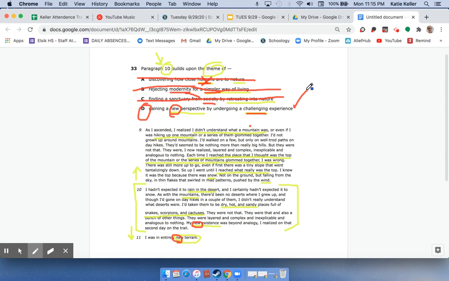Now, once you have selected your answer, make sure that you can go into the text and point to evidence in the text that supports your answer. If you cannot point to text evidence that supports your answer, it is probably wrong. So that's a good way to check to make sure that the answer you've selected is correct. And that's how you go through a multiple choice question with some strategies that can help you to answer them correctly.